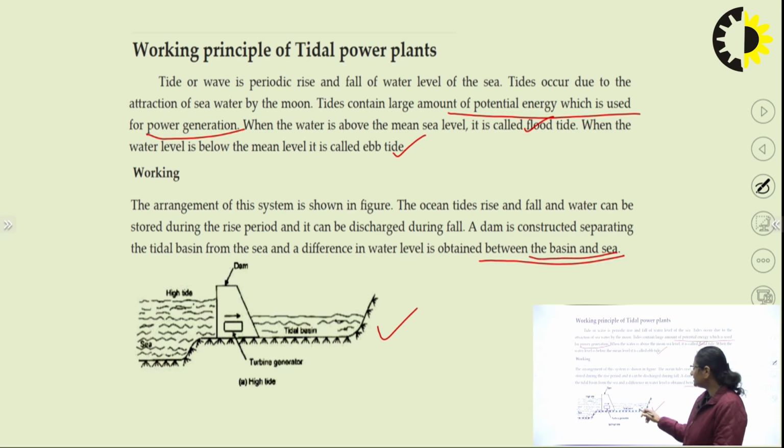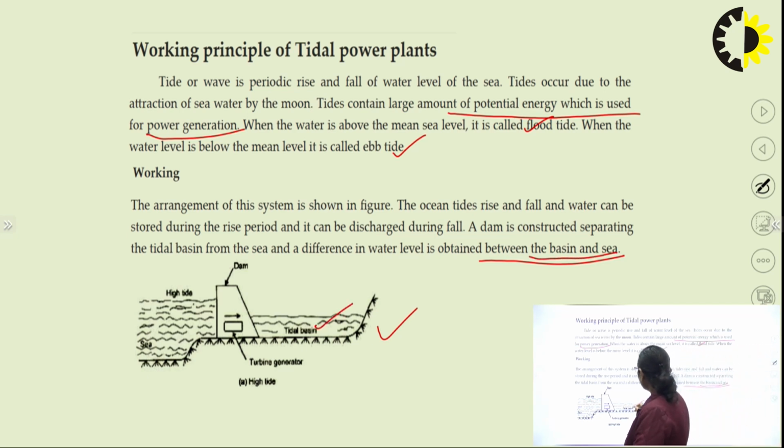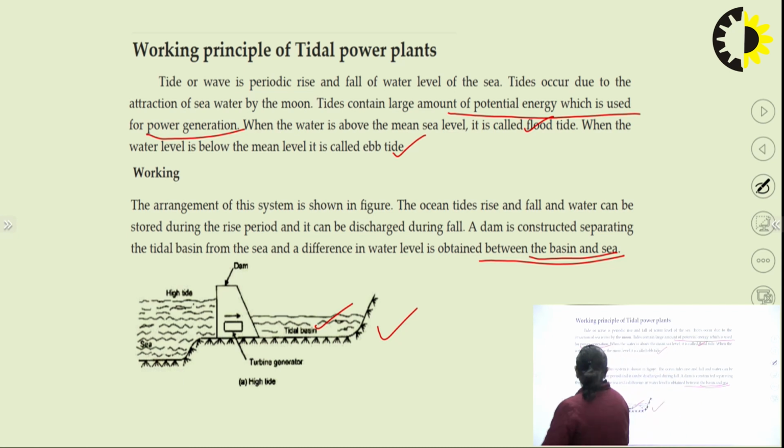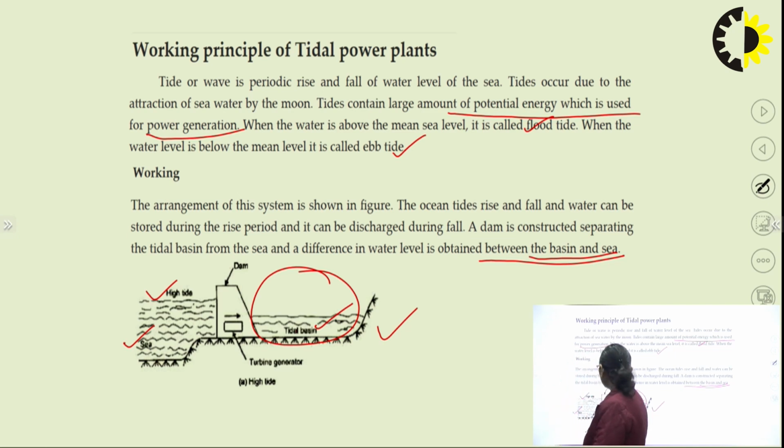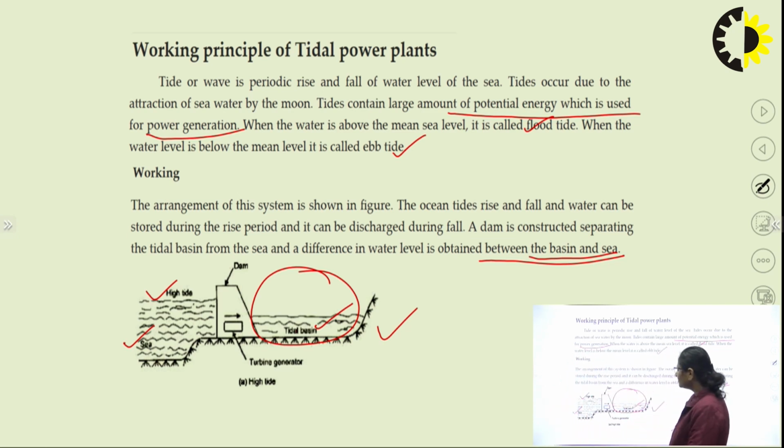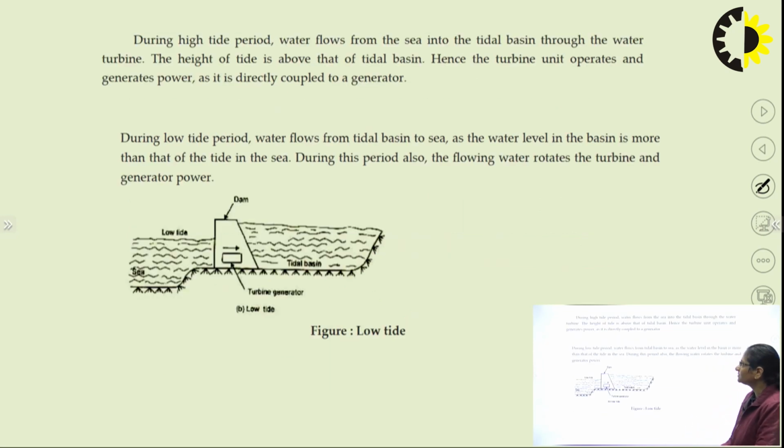You can very well see this is the tidal basin, this is the sea, this is the high tide, this is the dam. This portion is actually working as the reservoir. Tidal basin is nothing but a reservoir. A sluice gate opening is provided over here, and at the sluice gate, a water turbine is installed. That water turbine has a coupled generator for generation of electricity.